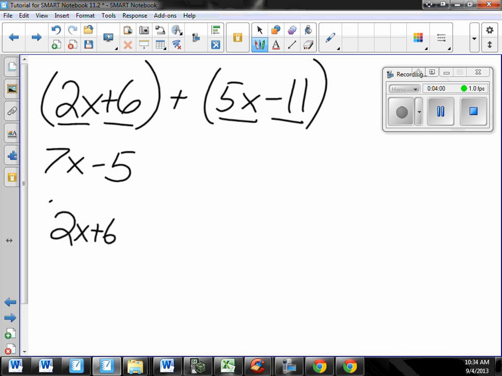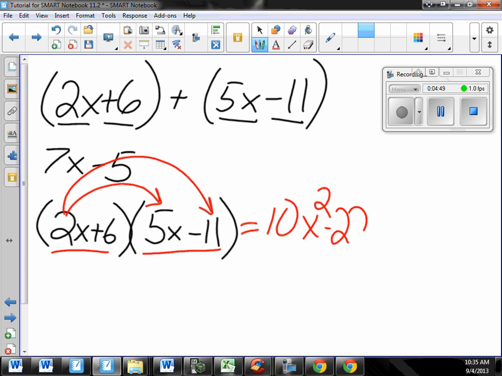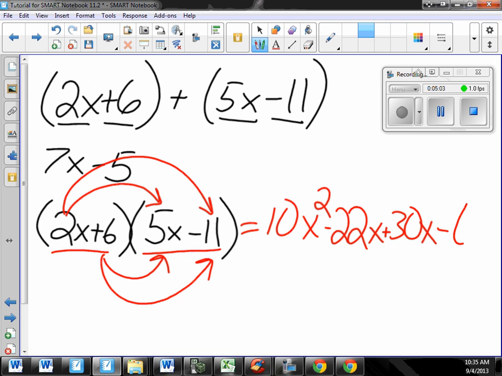So if I had 2x plus 6, and I multiplied that by 5x minus 11, when you multiply, you don't worry about like terms. So we're going to take 2x and times it by 5x. We have a binomial multiplied by a binomial, and every term in the first one has to be multiplied by every term in the second one. So if we do 2x and 5x, that's 10x squared, because we're multiplying. 2 times 5 is 10, x times x is x squared. Now we do 2x times negative 11, which is negative 22x. And then 6 times 5x is 30x, and then 6 times negative 11 is negative 66.